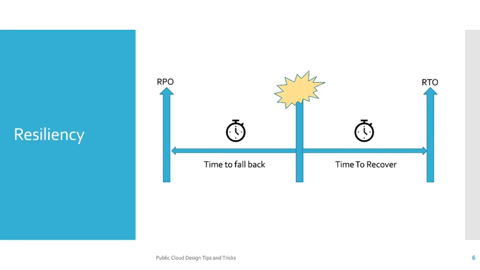And to realize RPO and RTO, there is also some amount of data which is getting lost, or some time that you are losing. So that is the concept. Whenever you are designing a resilient application, you make sure your RPO and RTO are also getting met.